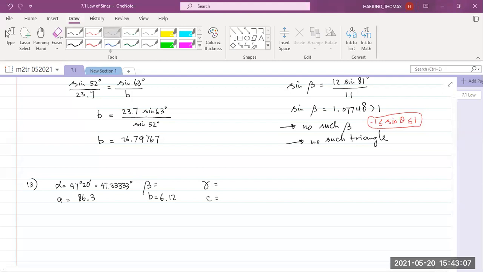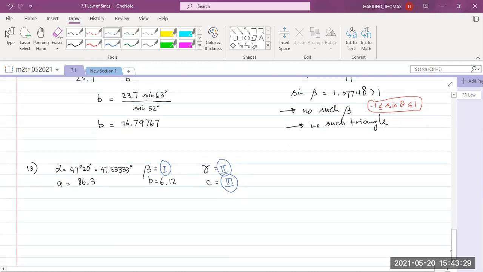So we will do it in this order. Using law of sine, we will get beta first. After having beta, alpha and beta will give us gamma. And then after we get gamma, we can get side C. Okay, at least that's the plan that we will do. Now, let's take a look. Okay, solution.